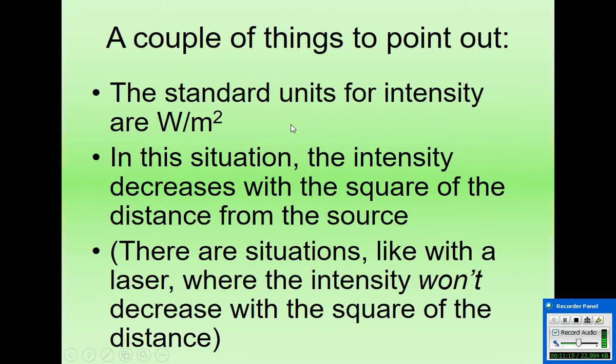Intensity has units of watts per square meter. Intensity, in many cases, decreases with the square of the distance from the source. That's not true for lasers, though. But for many sources, even an ordinary light source, if you double your distance from the source, then the intensity goes down because you're moving further away, but it goes down by a factor of 4. If you're doubling the distance, R goes up by a factor of 2, R squared goes up by a factor of 4, the intensity goes down by a factor of 4.